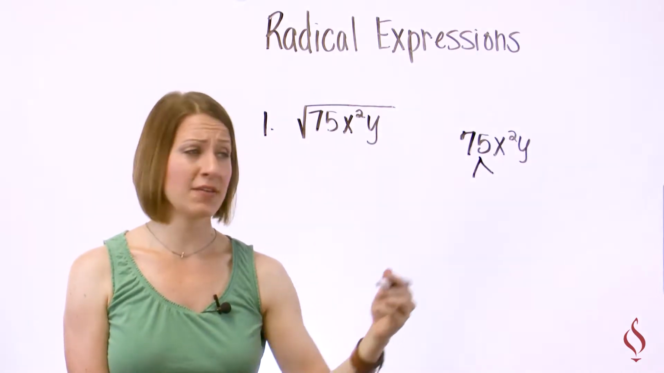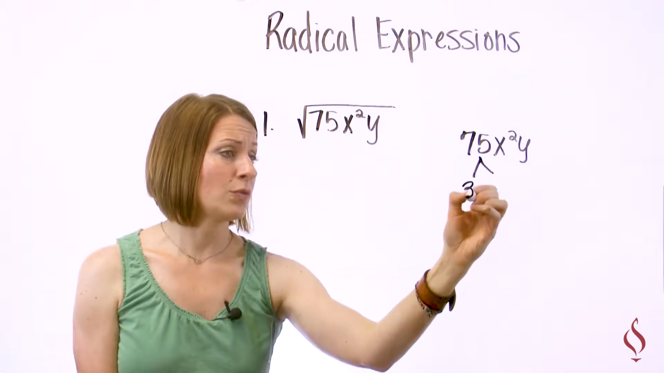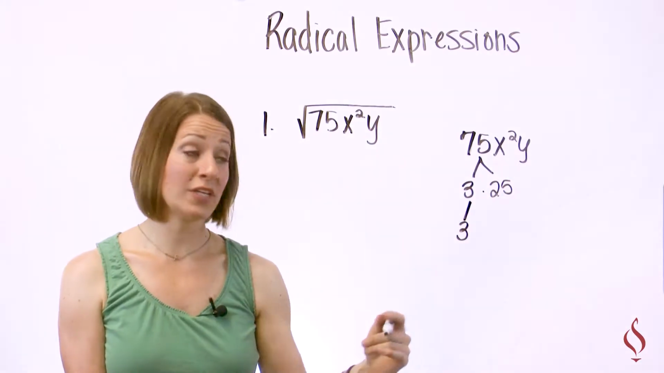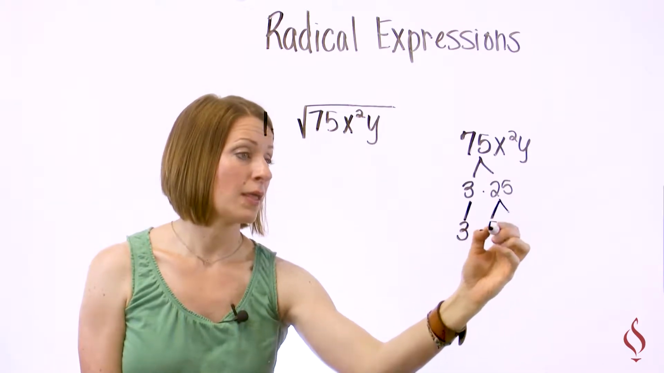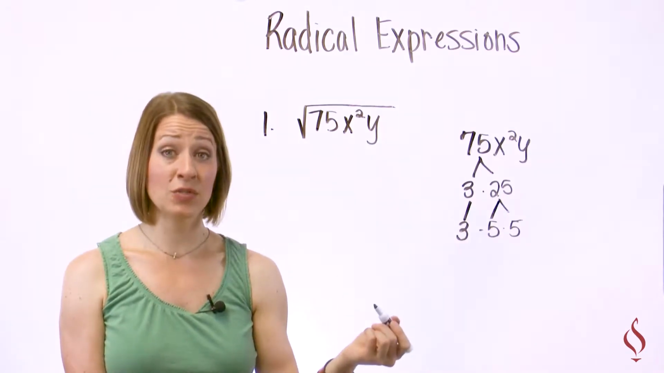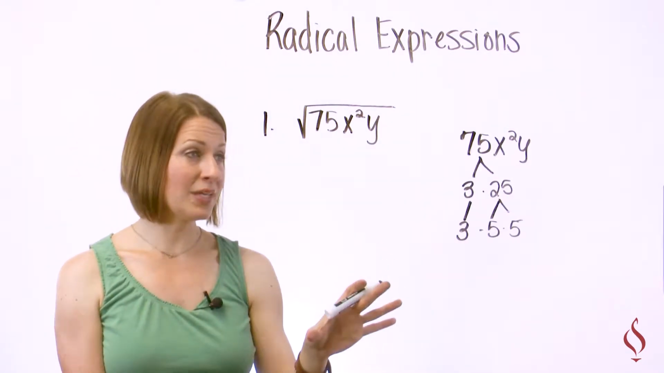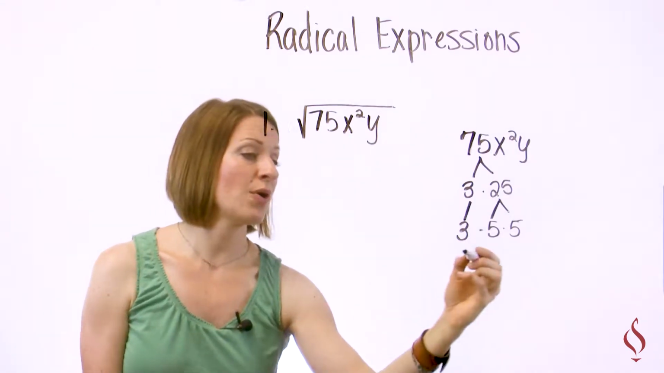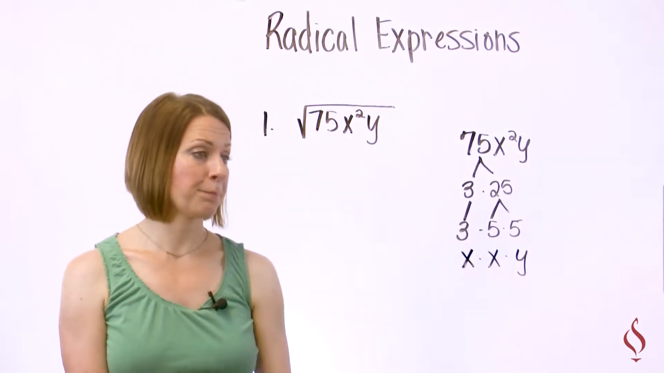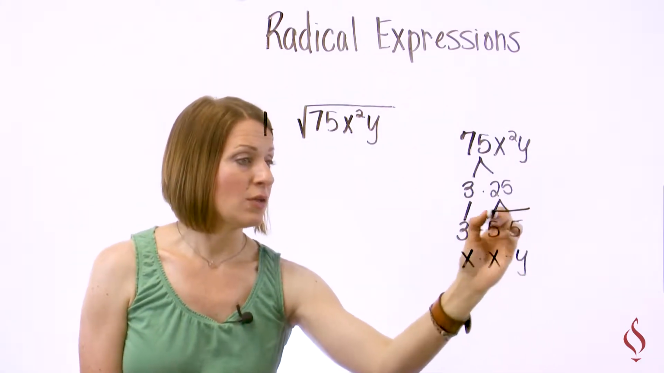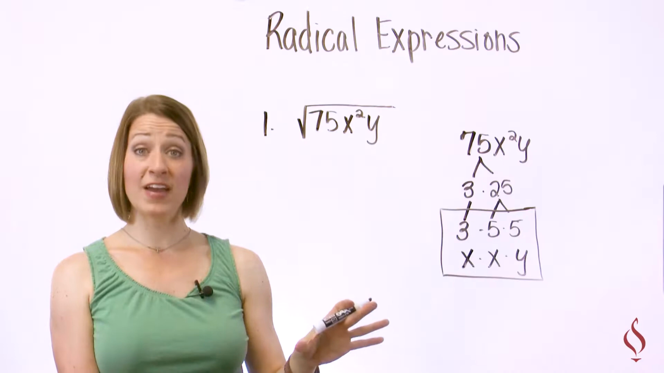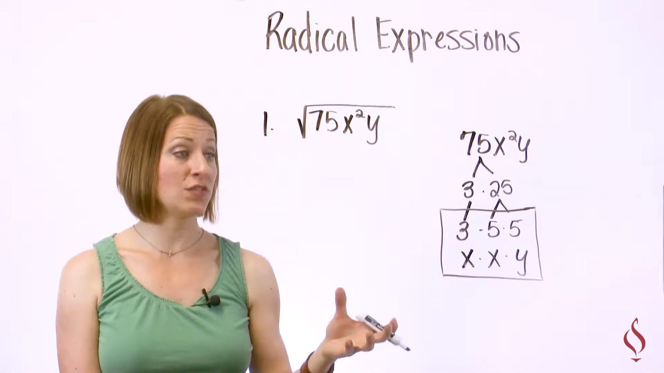I'm going to first break down 75. So 3 times 25. 3 is a prime number, so I'm going to move it down. And then 25 is 5 times 5. Next, I'm going to break down those variables. There's not many variables, but it's a good habit to rewrite them as x times y. That's the prime factorization of this expression because each of these numbers is prime.